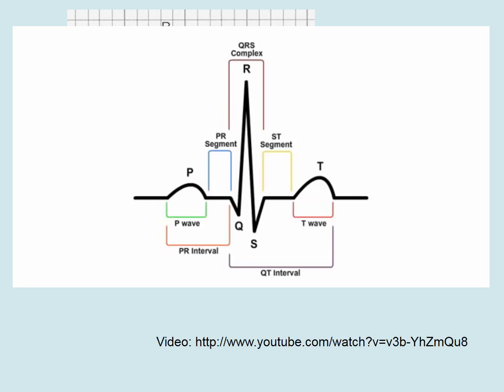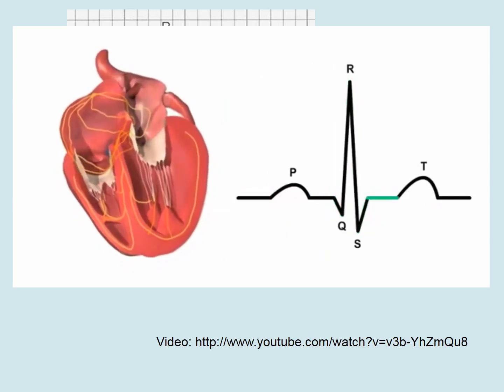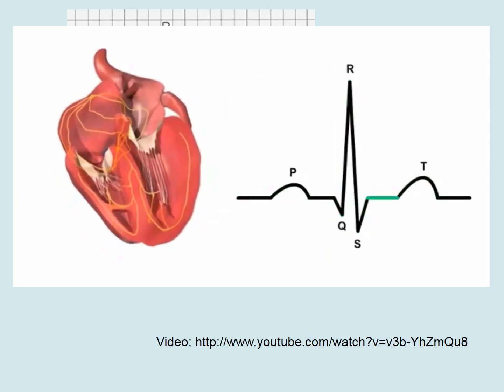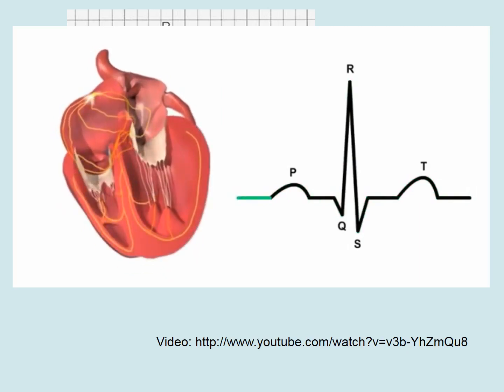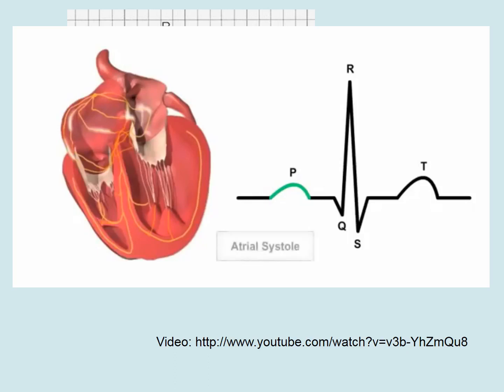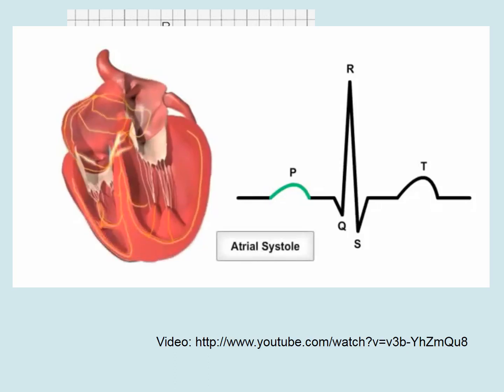Note the various complexes and note the various intervals. Note how each overlays a different function and a different pattern of electrical activity within the heart. Here's the P wave. Note how we have depolarization occurring at the SA node prior to the initial P segment of the wave. We then have the P wave, which is met by the spreading of the depolarization wave through the atria, leading to the atrial systole, the contraction of the atrium.